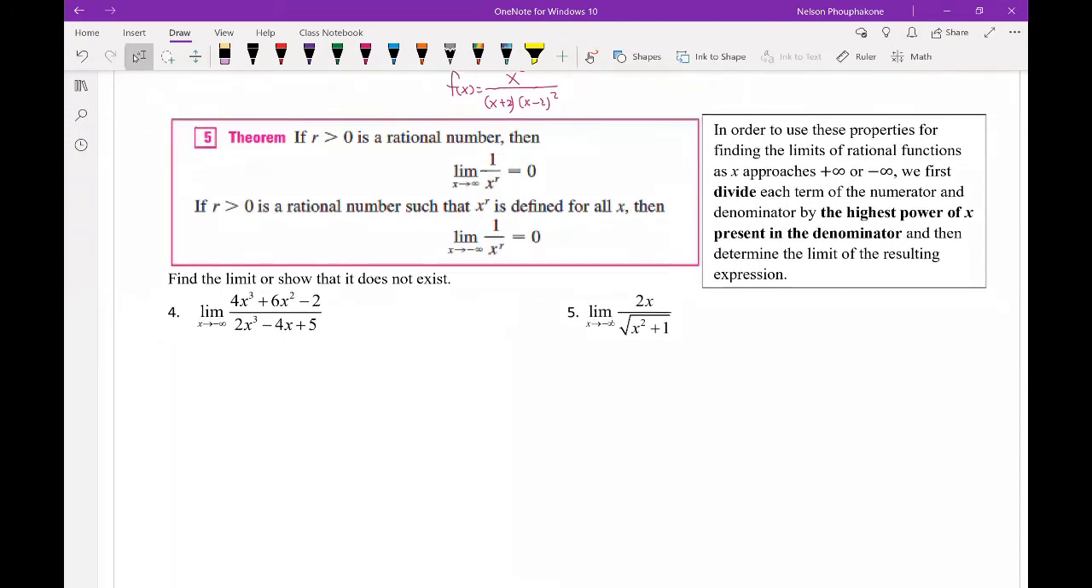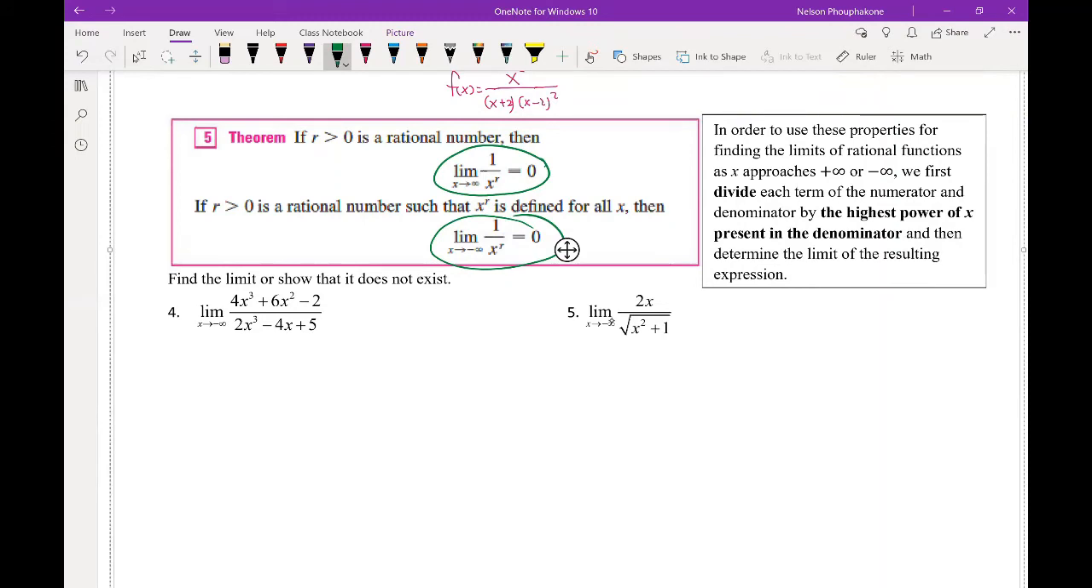Now the next 2 examples, or maybe 3, are related to how we find the limit as x approaches positive or negative infinity. How do we do this? We are going to use these 2 conditions right here. If we take the limit as x approaches infinity of 1 over x to the power of r, where r is a positive rational number, then it must be equal to 0.